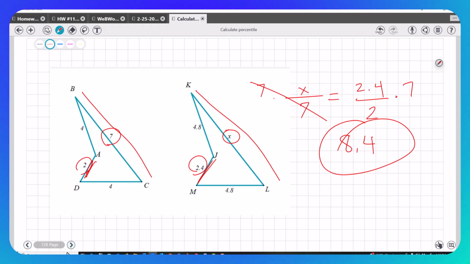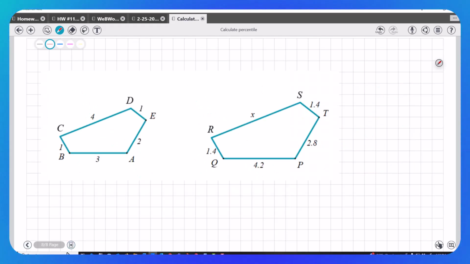But wait, let's do one more. Ooh, kind of strange shape. So what am I trying to solve for here? x. So x is always on top. And notice you could go ahead and write this right now, right? And so what's going to go under here? Well, what side matches this big old long side? I think it's that one right there. So I'm going to put a 4.